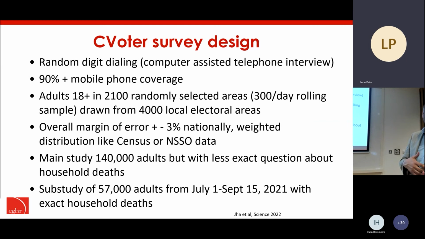It's not 3% like in Canada or the US of people who will take phone calls. They got about 53% of people to agree. And they have the ability to do the random sample, so you actually create a profile of the census, which is quite good. Now, this main study was of 140,000 adults, but the definition of household deaths wasn't as good. So we did a sub-study where we had a better definition of household deaths.